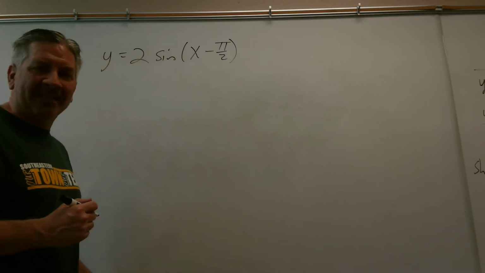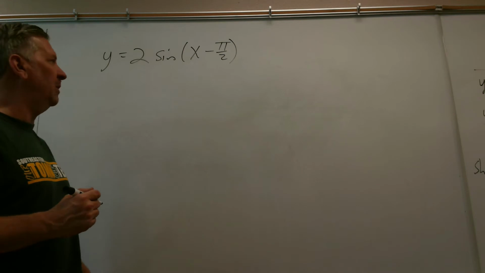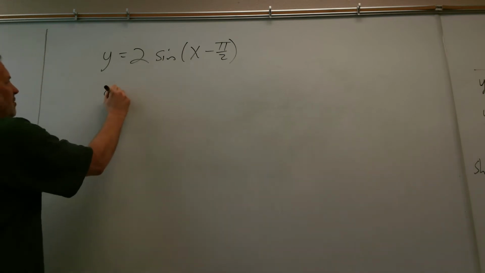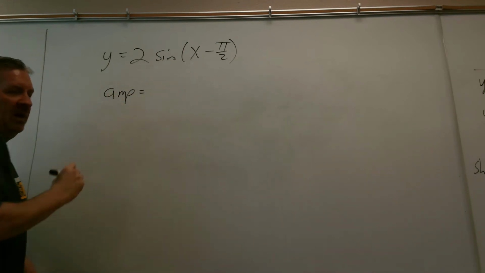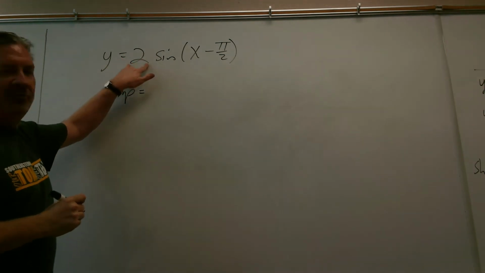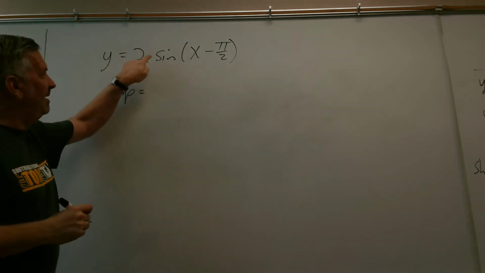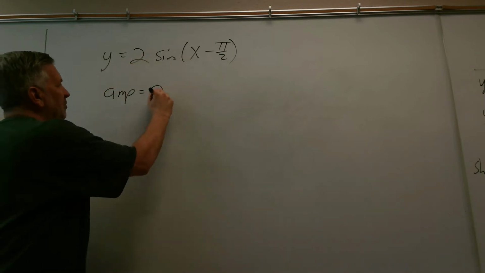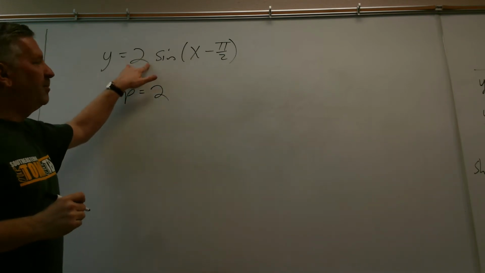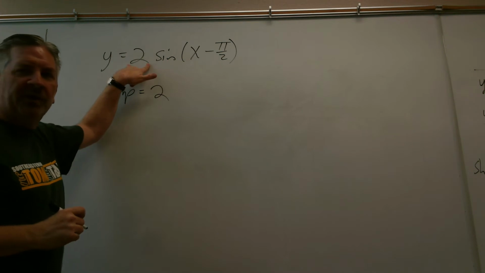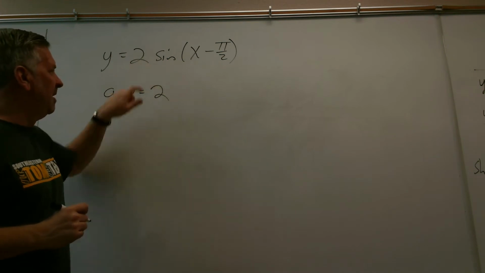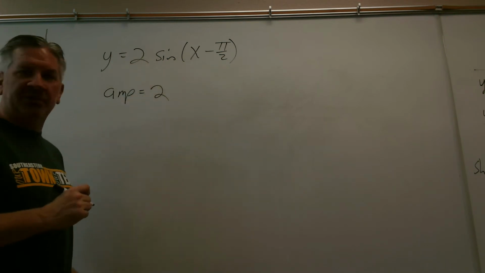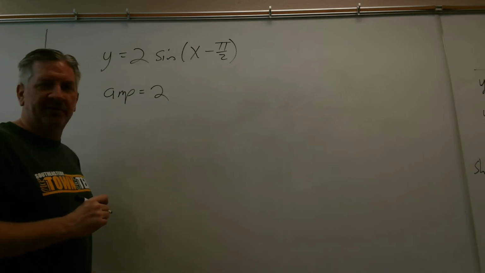Okay, I want to identify everything just like we did before. So the amplitude, again, and where do you find the amplitude? It's the absolute value of the number being multiplied by the trig function. There's multiplication here. The absolute value of 2 is 2. The number 2 is positive, so there is no reflection about the x-axis. Now what about the period? So this looks a little bit different from what we did in the previous section.